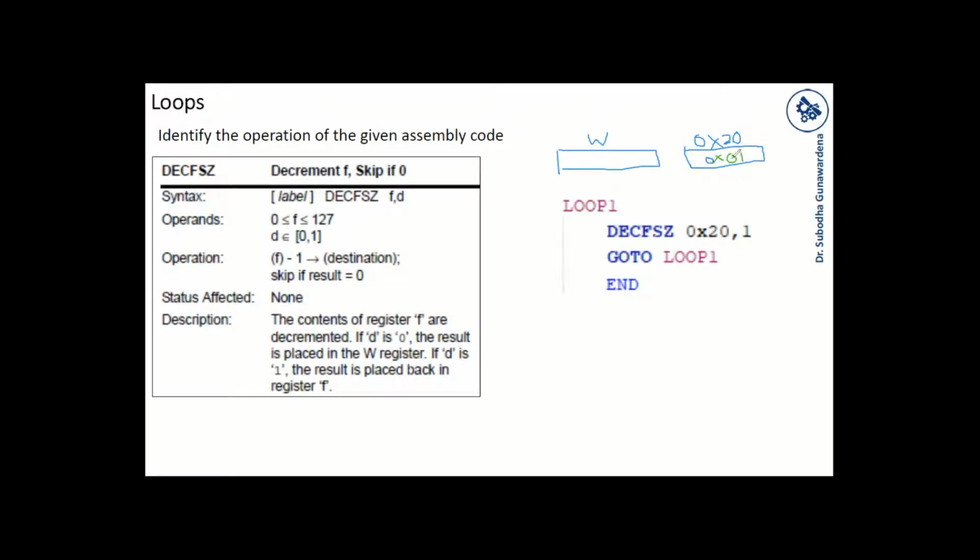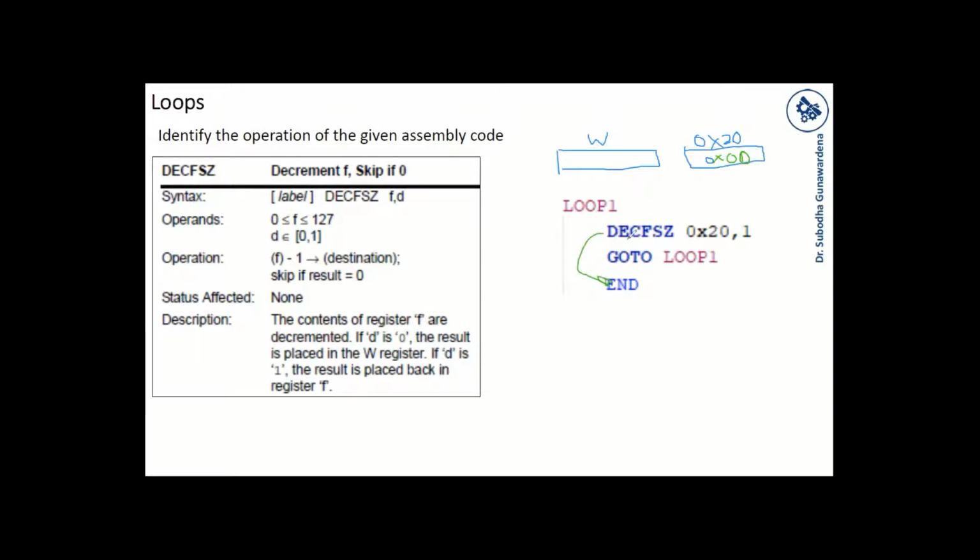Decrement this register by 1 means the value will be 0x00, and I'm going to store it back in the register. So now my value becomes 0. Is the result 0? Yes, the result is 0. So I have to skip the next line. Previously I went into this one, but now I have to skip. So I'll skip and go to end.